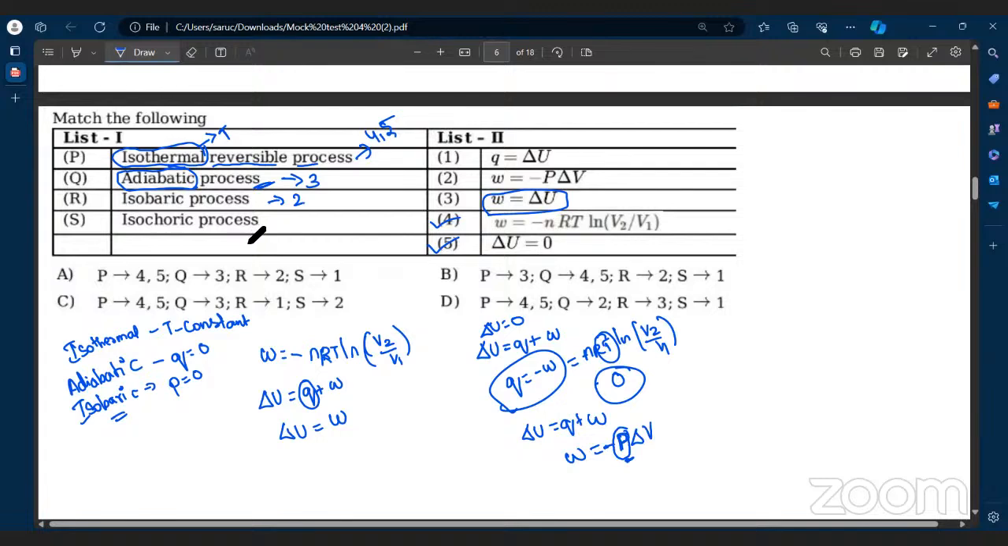Now, moving on to the isochoric process. What is an isochoric process? The change in volume will be equal to 0. So delta V will be equal to 0, so the whole work is going to be 0. So delta U is equal to Q. So option 1. Okay, so the isothermal reversible process is 4, 5. Adiabatic process is 3. Isobaric process is 2. Isochoric process is 1. So option A is going to be the right answer.